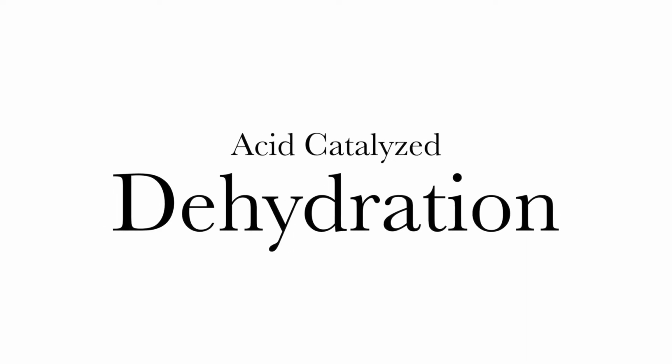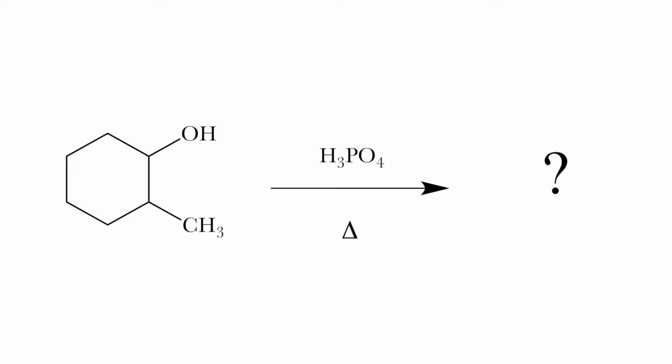Acid-catalyzed dehydration. It's a phenomenal early reaction that turns an alcohol into an alkene. Our alcohol is 2-methylcyclohexanol. As for what alkenes it turns into, we're going to let you figure that out. But I'm going to give you at least a little bit of a hint.